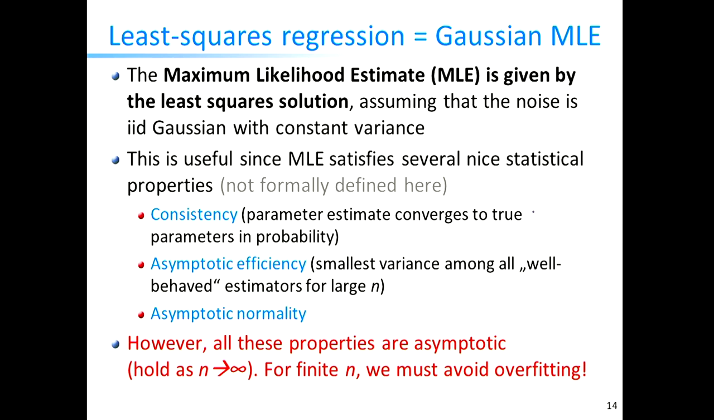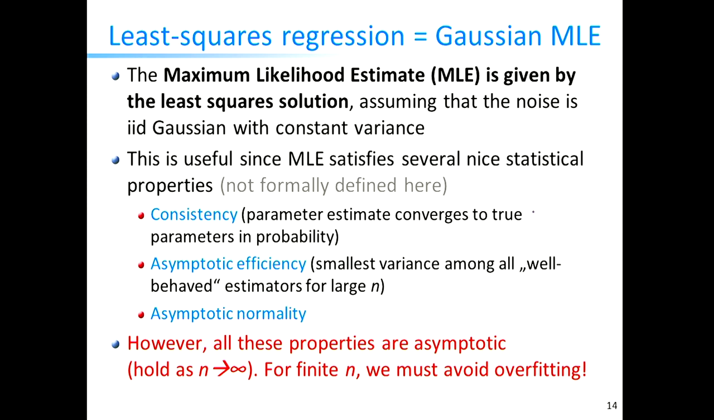So what we talked about is maximum likelihood estimation, and there are good reasons why you might want to look at it. Here are the standard statistical arguments that we will not formally define or go into detail on in this class. The maximum likelihood estimate satisfies several nice statistical properties, such as consistency. So you can ask, for example, in the limit of infinite data, if my assumptions were really satisfied, so the conditional distribution is in fact Gaussian, with Gaussian noise, do I recover the true parameters?